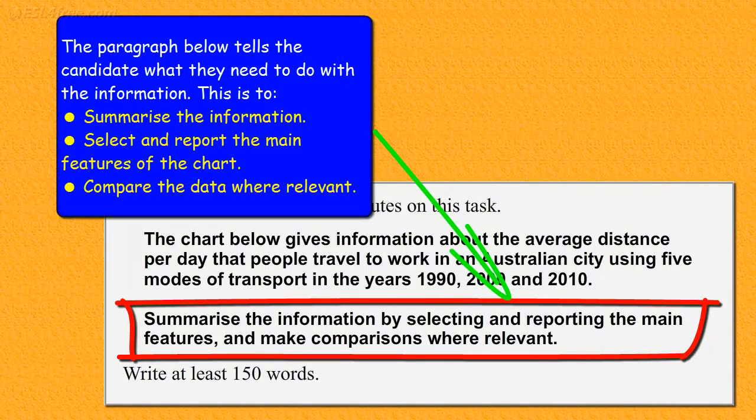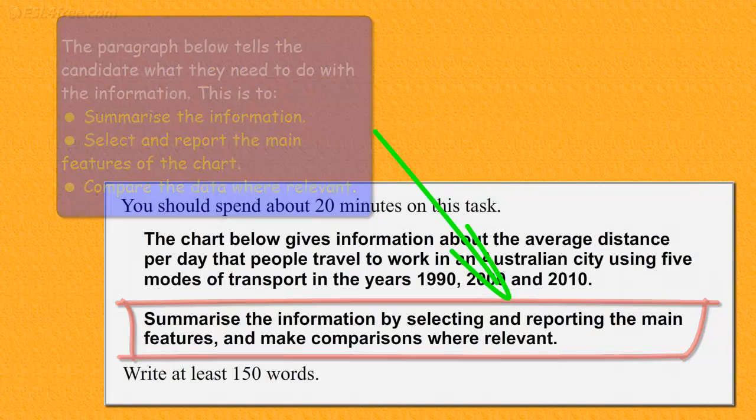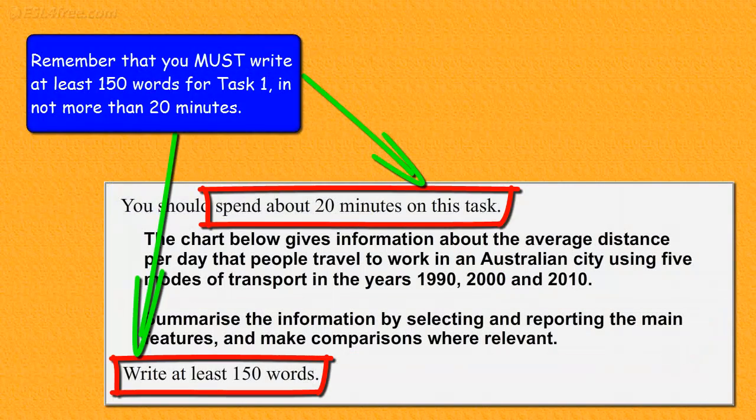The paragraph below tells the candidate what they need to do with the information. This is to summarise the information, select and report the main features of the chart, and compare the data where relevant. Remember that you must write at least 150 words for Task 1, in not more than 20 minutes.